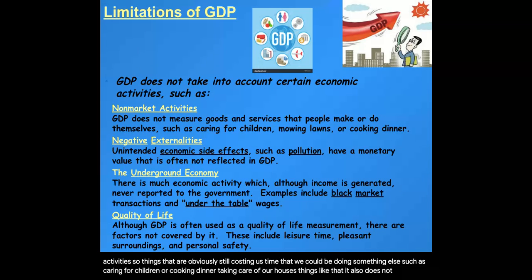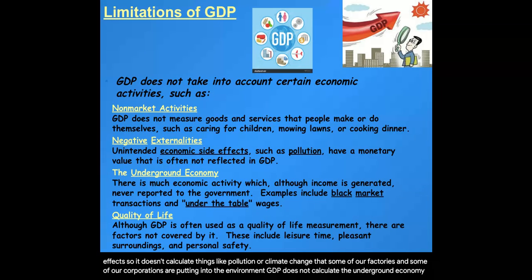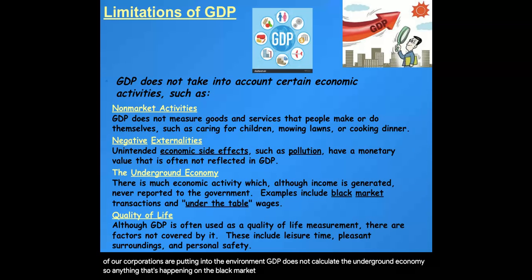It also does not calculate negative externalities. So if you remember way back to Unit 1, externalities, remember, are economic side effects. So it doesn't calculate things like pollution or climate change that some of our factories and some of our corporations are putting into the environment. GDP does not calculate the underground economy, so anything that's happening on the black market or under the table. So if you're working for someone and they're paying you in cash, those sorts of things are not counted as part of the total GDP.